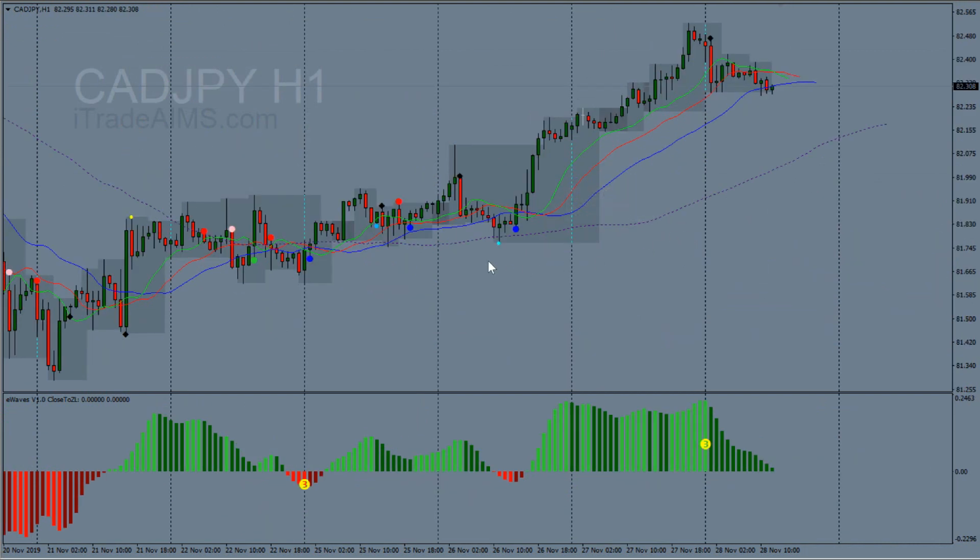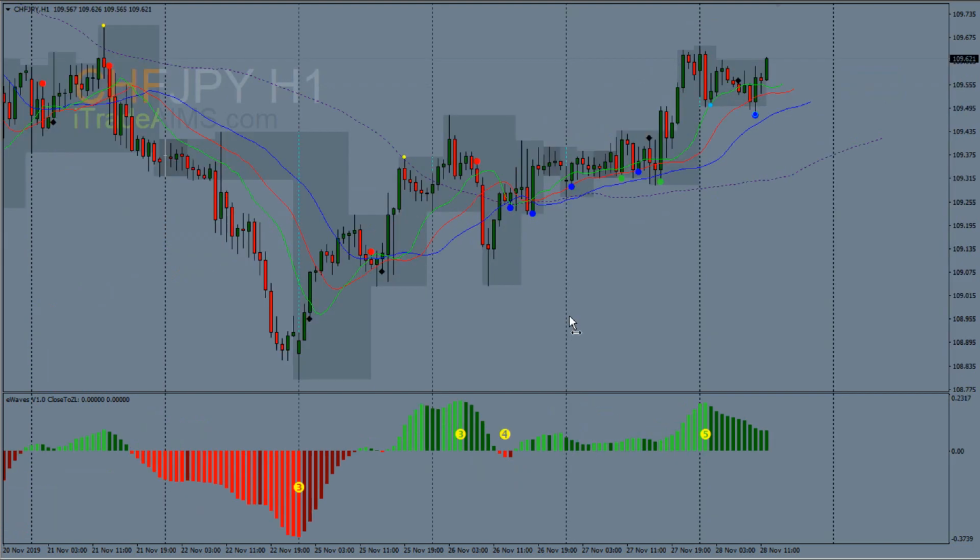Let's go CAD yen. So CAD yen had a 3 up. Now we're gonna wait for some kind of a 4 sideways, and then probably a 5 up there. So there's gonna be no trading tomorrow, probably no Monday as well. So we'll look at it in December.